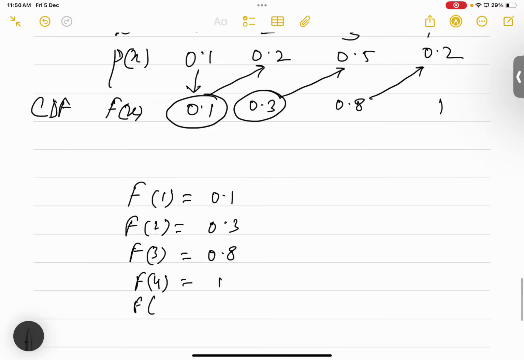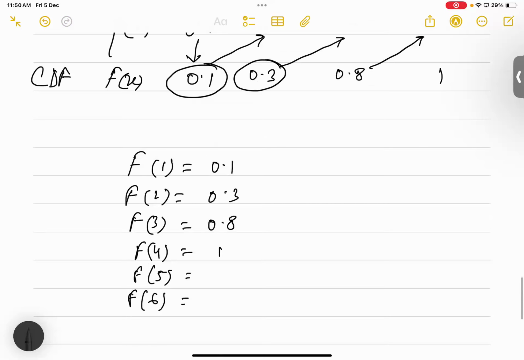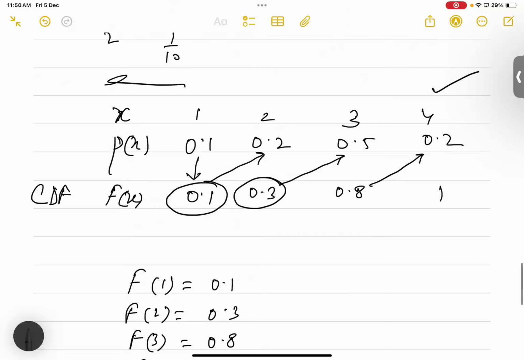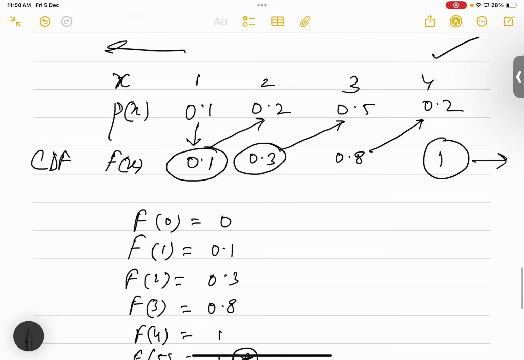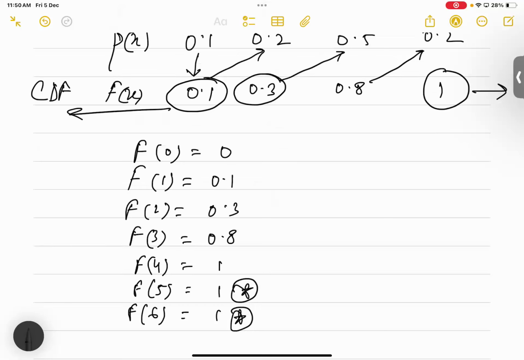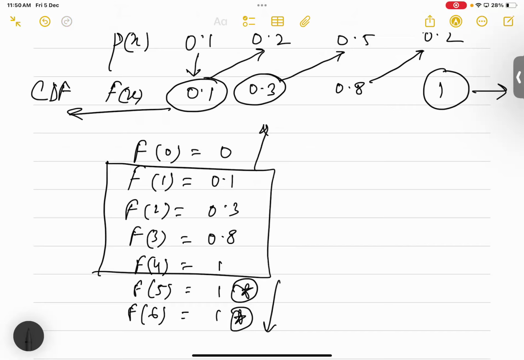Now, if they're asking capital F of 5, capital F of 6, anything beyond 4, it will be 1. Very important. And anything asked before 1, F of 0, it is going to be 0. So after the final value everything remains 1, and before the first value everything is 0. So this can be asked for numerical. Specifically, I am just guiding you on this. This is fixed. The values after this will be 1, the values before this will be 0. I hope you all understood this.